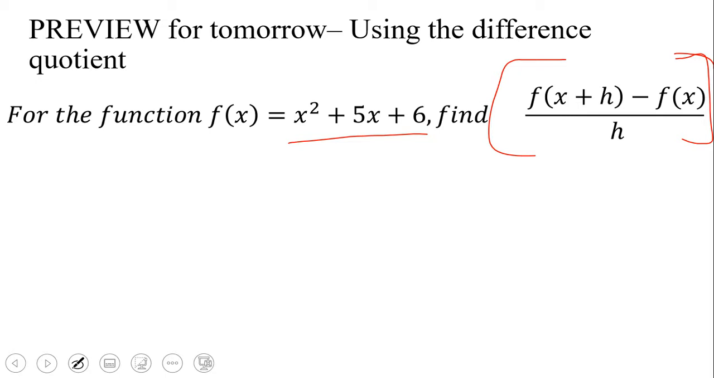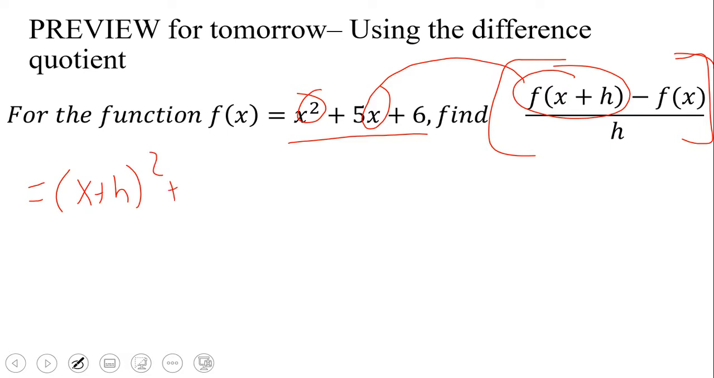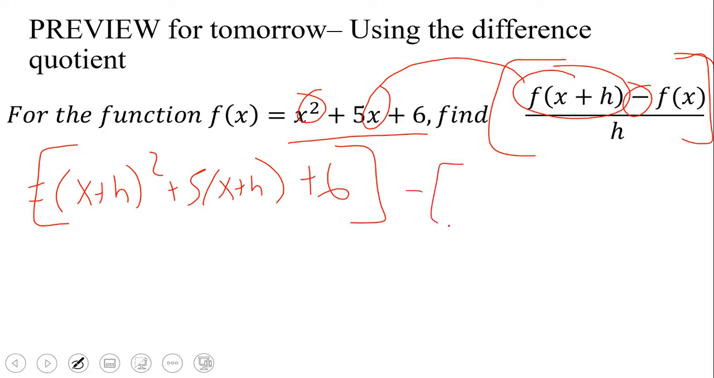If I ask you to find the difference quotient for this quadratic, for f of x plus h, that means go to the f function. Everywhere there's an x, you're going to put an x plus h. So that means you're going to start with x plus h, the whole quantity squared, plus 5 times x plus h, plus 6. That's just f of x plus h. Then you're going to subtract the entire f function, which is x squared plus 5x plus 6. That's still technically all over h, but I'm going to leave that out for a minute just while I simplify.